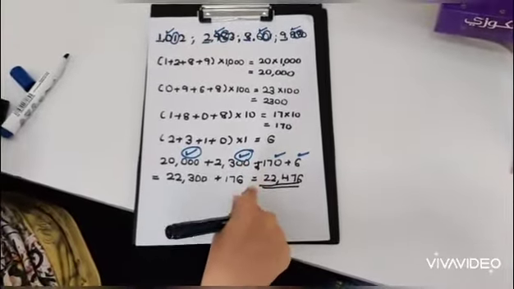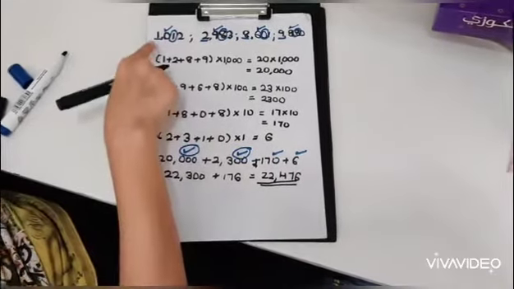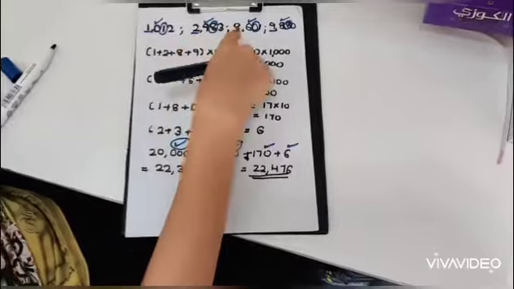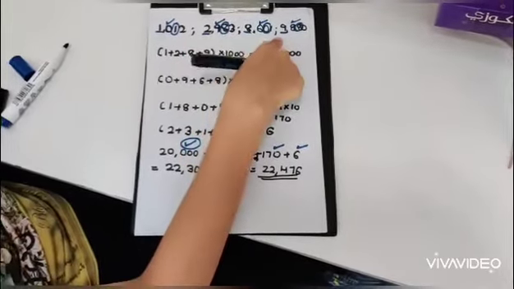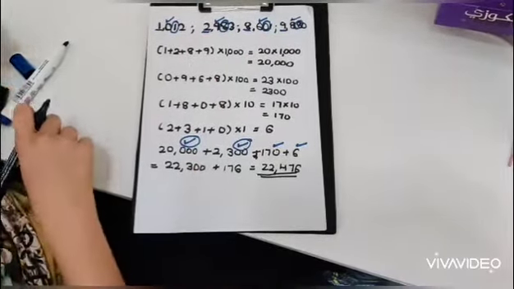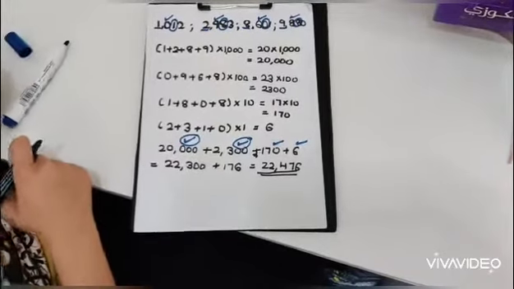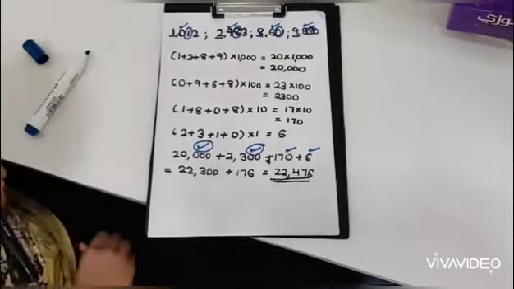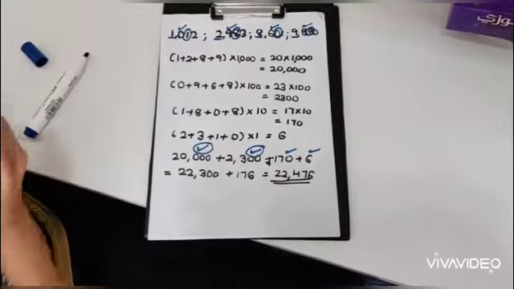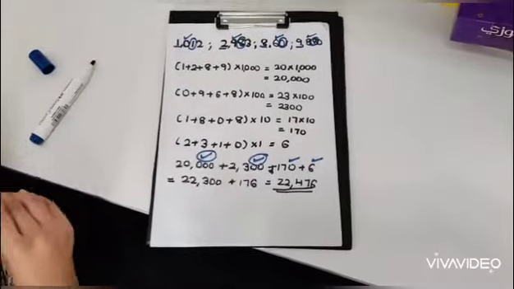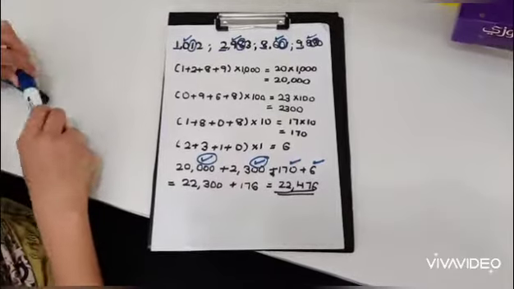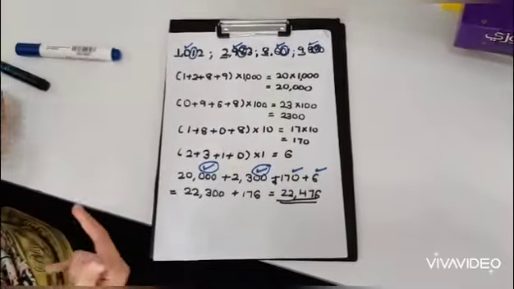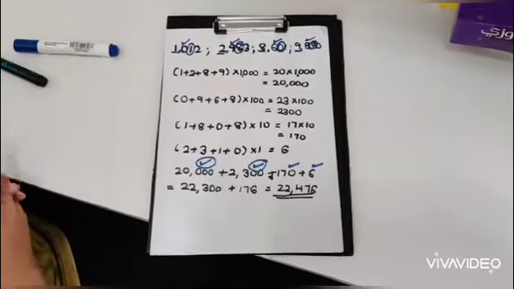This 22,476 is the sum of 1012, 2983, 8601, 9880. Guys, this trick is very helpful for competitive exams and school exams. This trick helps us to find the sum of any number of digits very quickly without the actual school taught method. So guys, you can use this trick in daily lives.